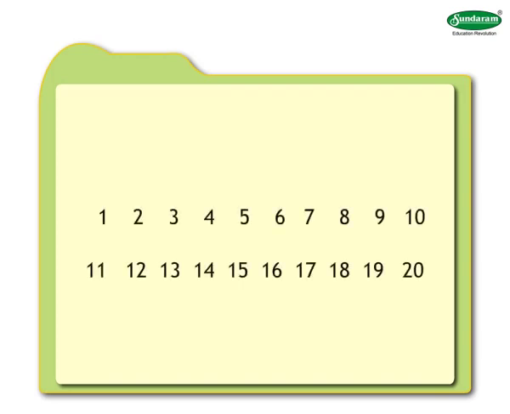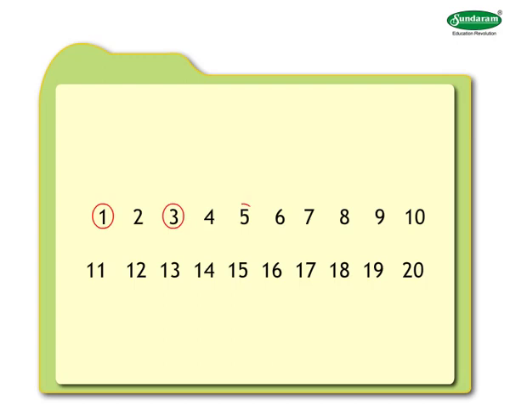Let us see the other way of identifying odd and even numbers. Write numbers from 1 to 20. Starting with 1, circle every other number, leaving the next number. That is, circle the number 1, leave the number 2. Then circle the number 3, leave the number 4.